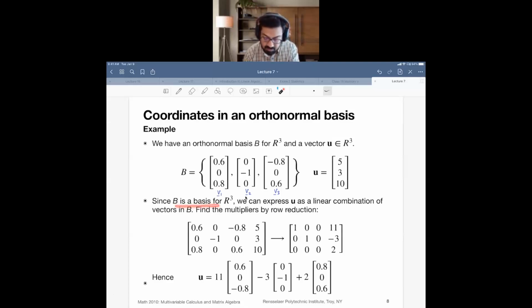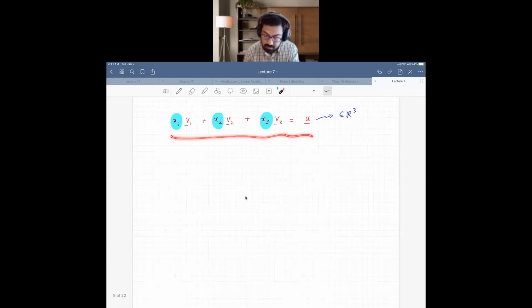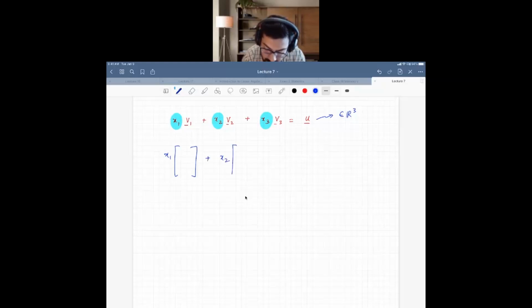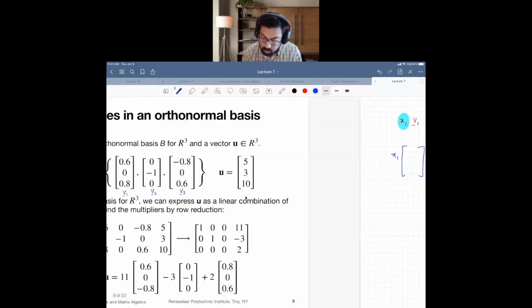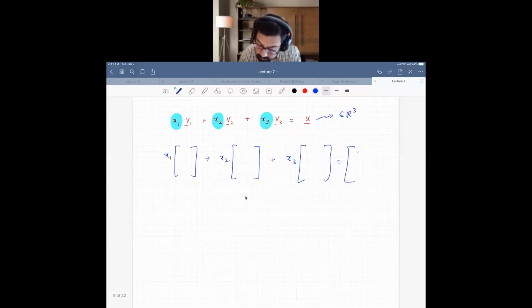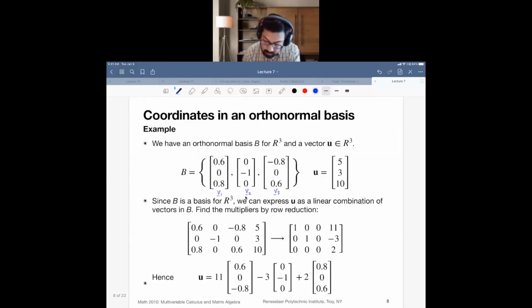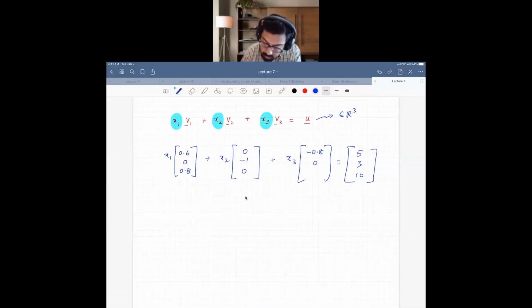Since B is a basis for R cubed, we can express U as a linear combination of vectors in B. So essentially in this vector equation, you are saying x1 times v1 plus x2 times v2 plus x3 times v3, and you are given some u. U is 5, 3, 10. And let me just finish up the whole thing. 0.6, 0.8. And 0, negative 1, 0. And then for v3, I had negative 0.8, 0, and 0.6. So you're setting it up as a system of linear equations over here.